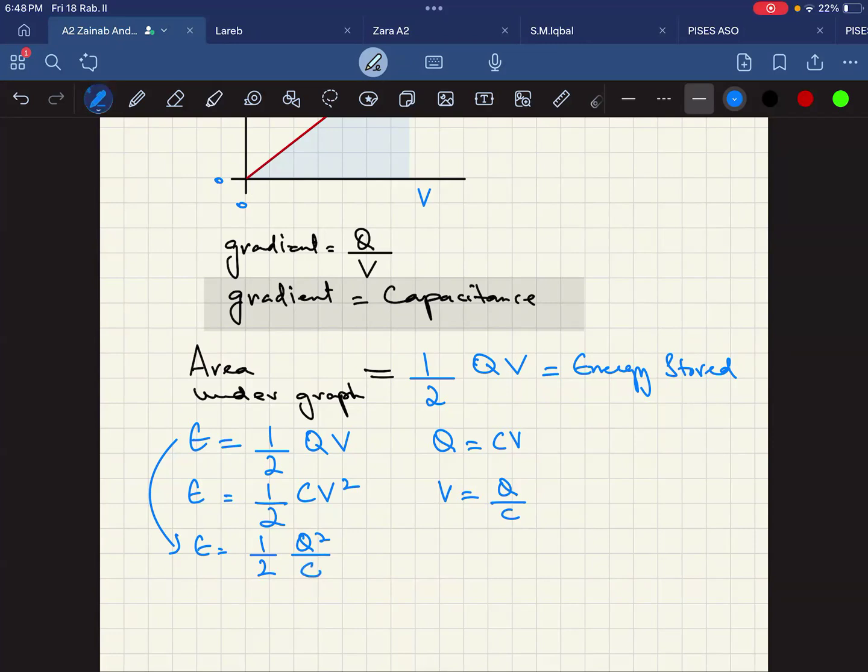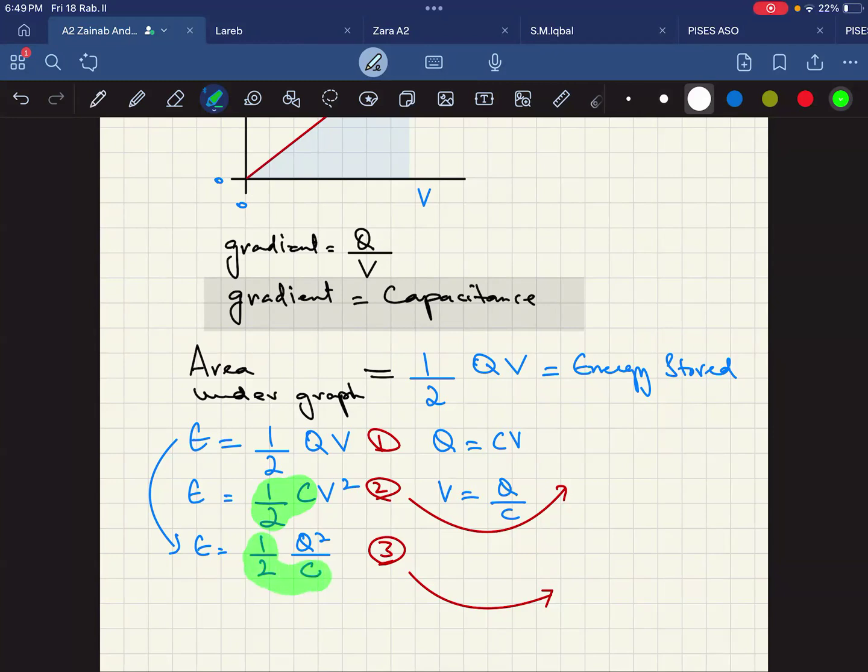You know these two equations, equation 2 and equation 3, derive two more relationships. How? I'm going to explain. Here, C is constant, and half is constant. Okay, so we can clearly see that from relationship number 2, energy is directly proportional to square of V.